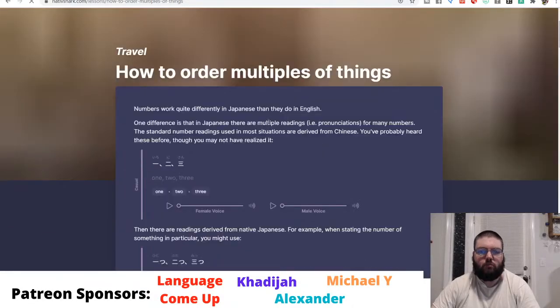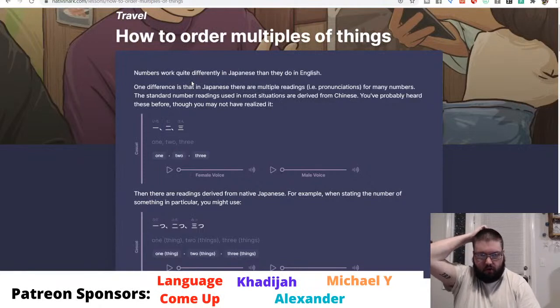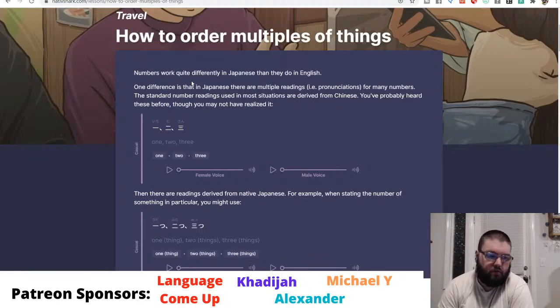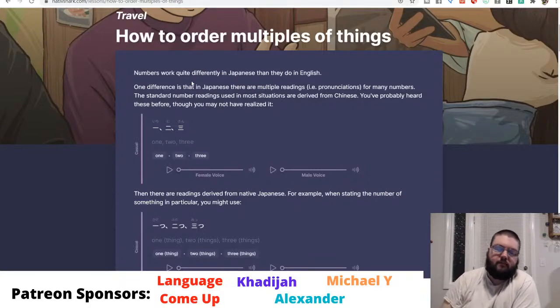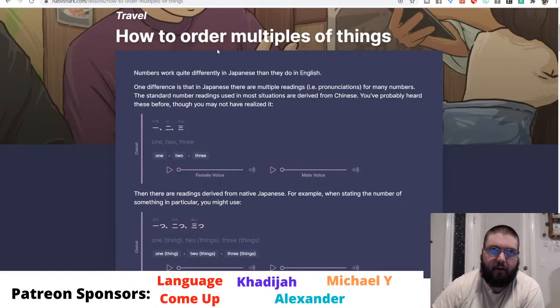How to order multiples of things. Numbers work quite differently in Japanese. Yeah, I actually just went through the Tango section of days of the month. For example, the 6th is muika, and that was confusing to me. Yokka, all that stuff, man. That was so confusing. I don't have it down, but I've got it down much further than I did.